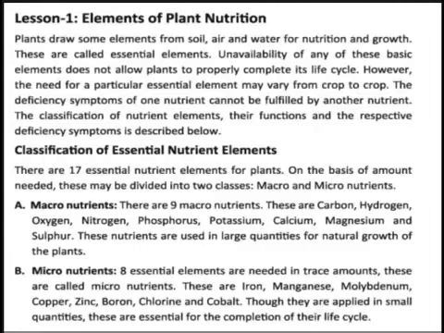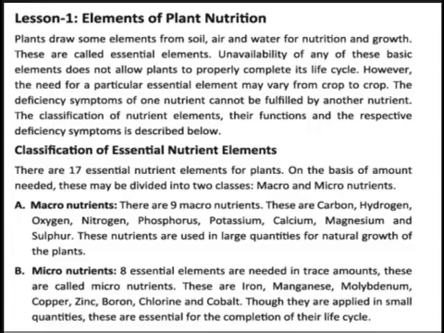Lesson 1, elements of plant nutrition. Plants draw some elements from soil, air and water for nutrition and growth. These are called the essential elements. If I ask you what you understand by essential nutrition elements, then you will have to say plants draw some elements from soil, air and water for nutrition and growth. These are called essential elements.